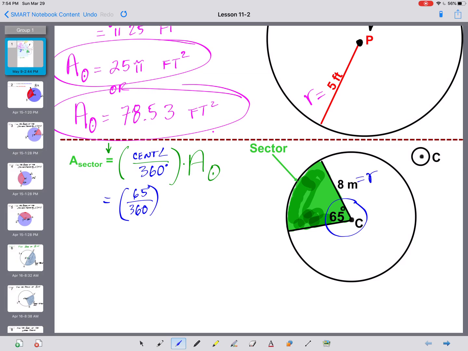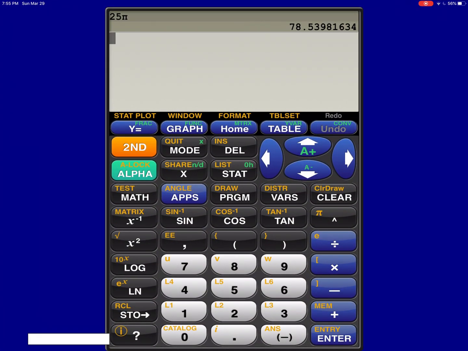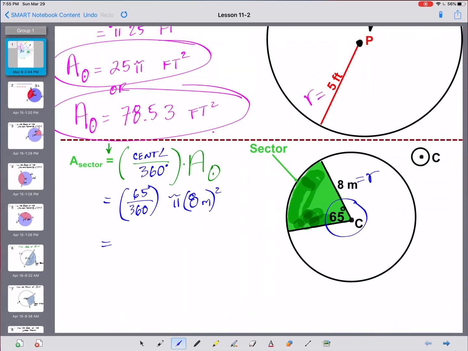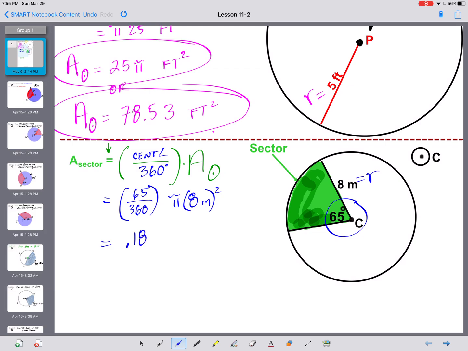The radius is 8 meters, so it's going to be pi times 8 meters squared. Okay, here we go. I'm going to write it like this. First of all, 65 over 360. Let's see what we got. 65 divided by 360. I like 4 decimals. 0.1805.